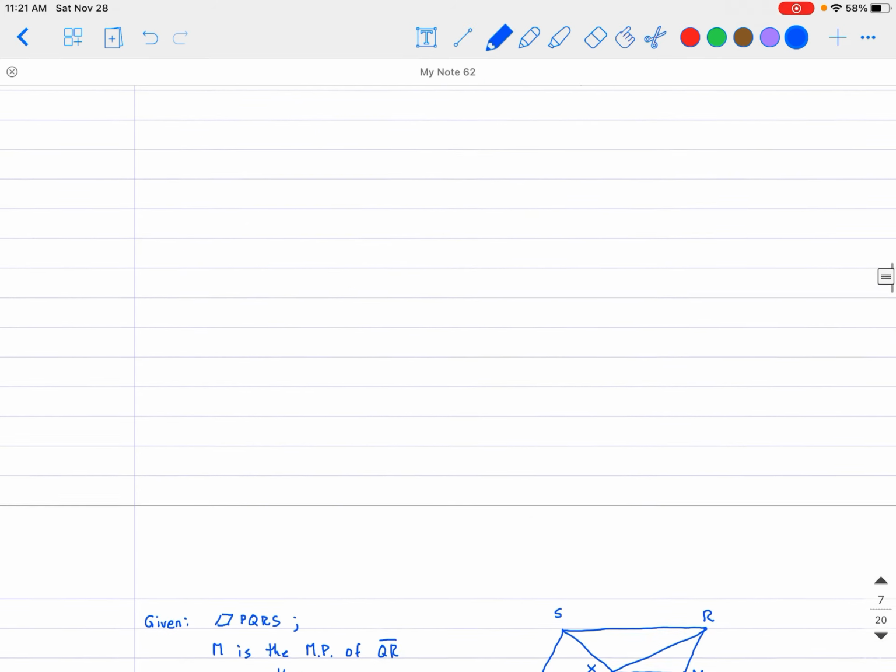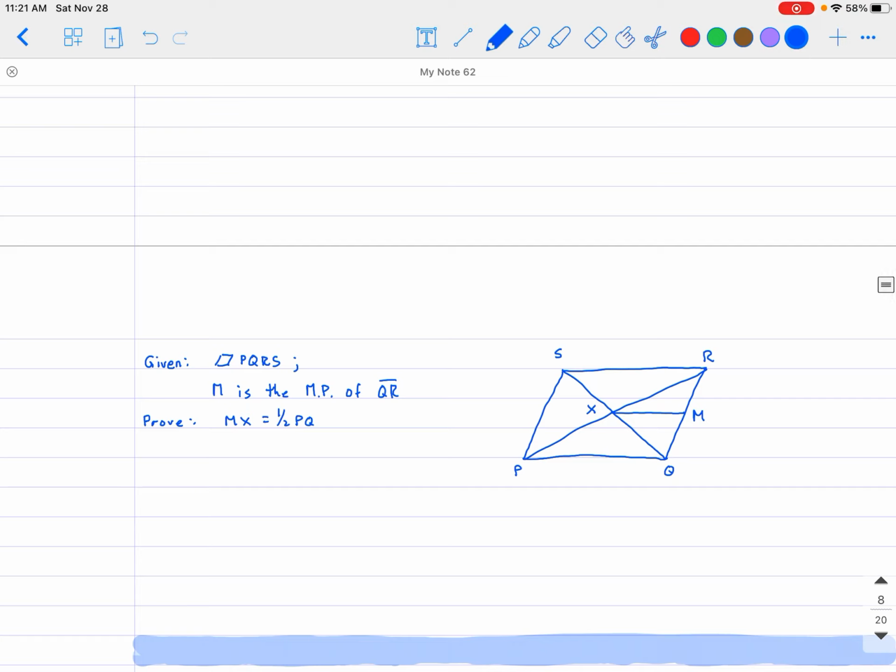All right, now let's apply these theorems so you can see how to actually work it into your homework. In the first one right here, let's say that we're given a parallelogram PQRS. I'm also going to tell you that M is the midpoint of QR. And finally, what I need to do is prove that MX is going to be 1/2 PQ. Let me go ahead and draw in all the stuff that we know.